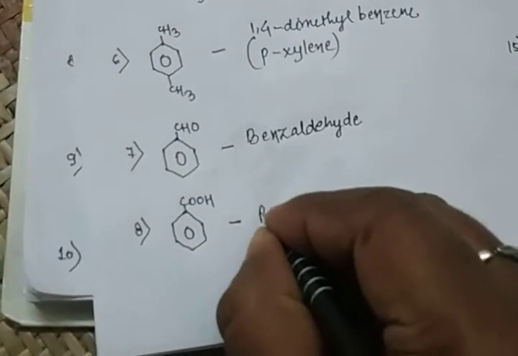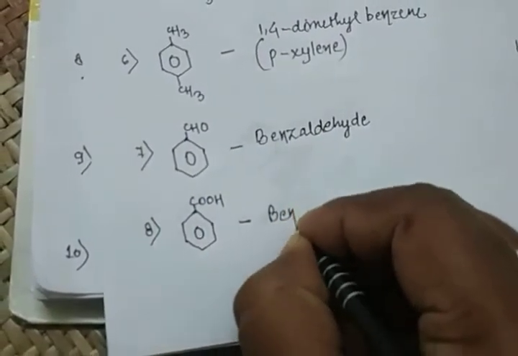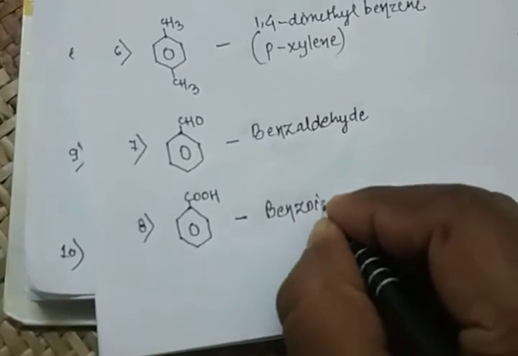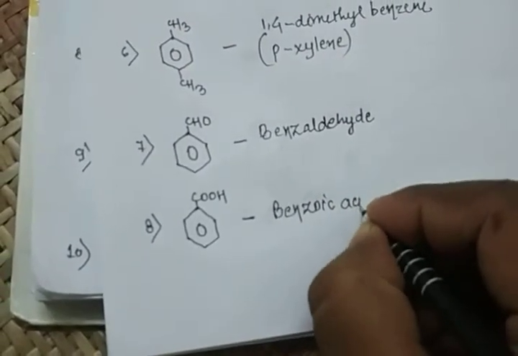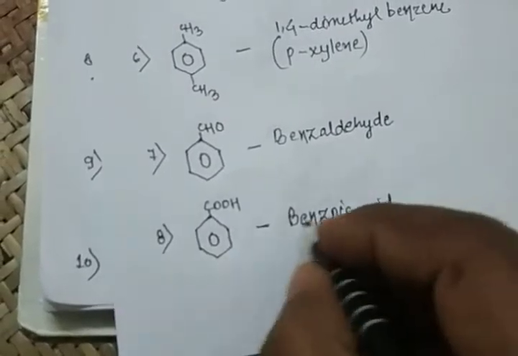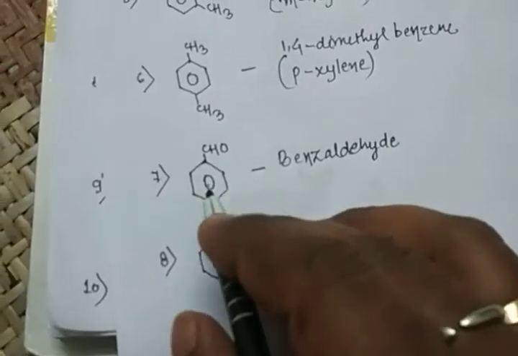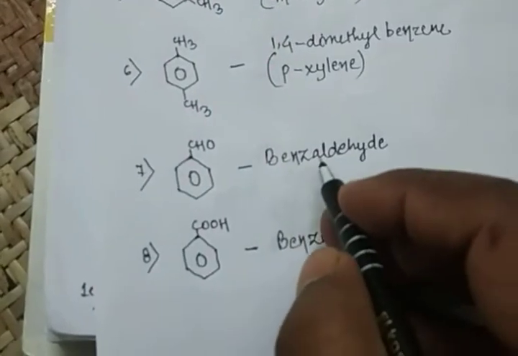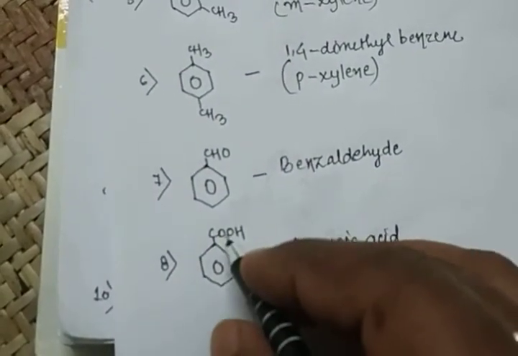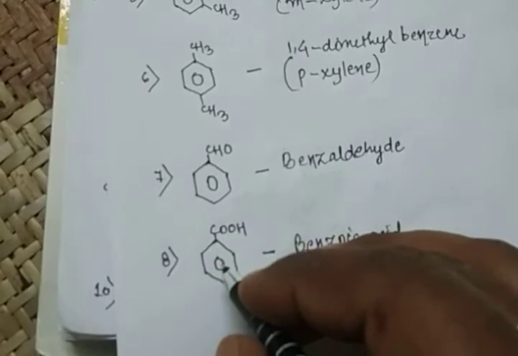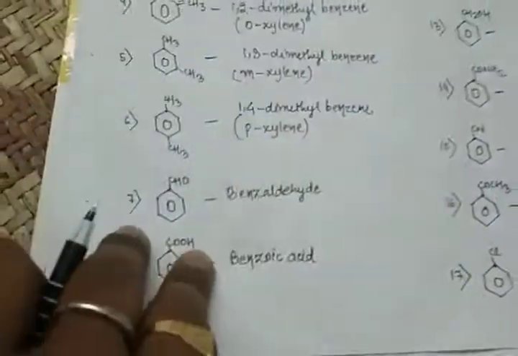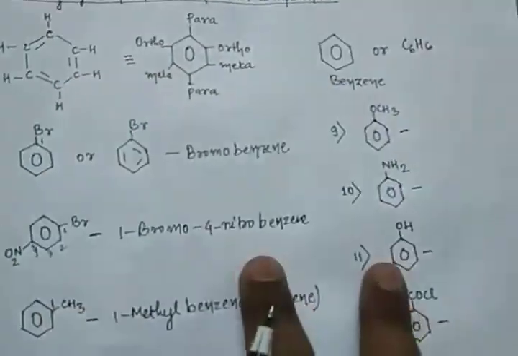Now suppose benzene ring attached with COOH group. This is also known as benzoic acid. The famous name is benzoic acid. This is the IUPAC name of this formula. So suppose CHO group is attached, it means this is benzaldehyde. And COOH group attached to the benzene ring is benzoic acid. Clear? Okay.